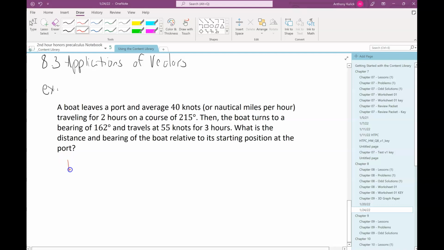So I'm going to have two vectors. I'm going to call them u and v, just for part 1 and part 2. So the magnitude for part 1, we were doing 40 knots for 2 hours, so 80 nautical miles. And then we're doing 55 knots for 3 hours, so 165 nautical miles.